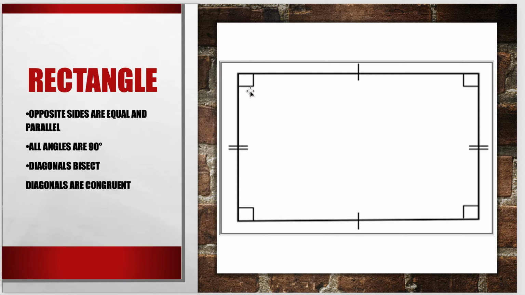And then the diagonals bisect and are congruent. So there are no diagonals on this, but just imagine if there were two lines going straight across from this corner to this corner and this corner to this corner. They would cut each other directly in half, and they're exactly the same length. Alright.